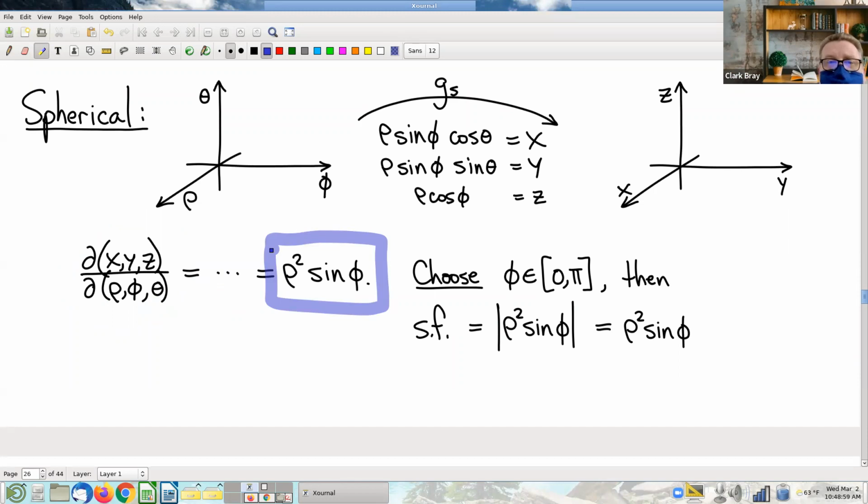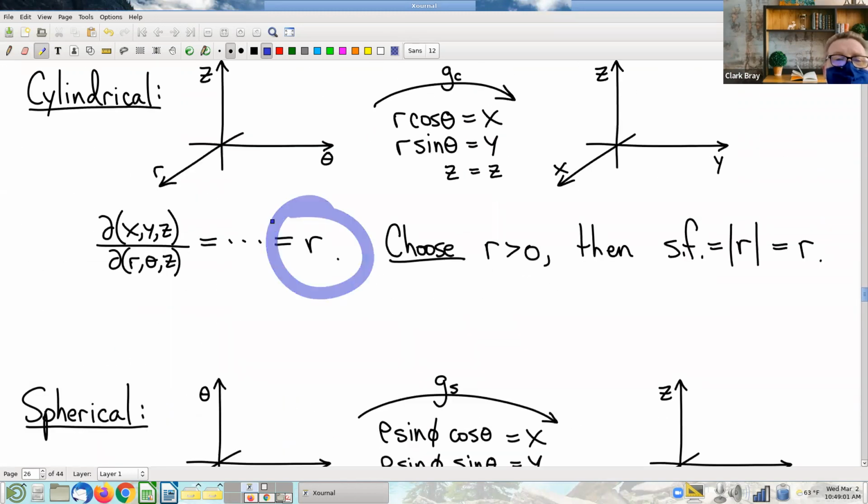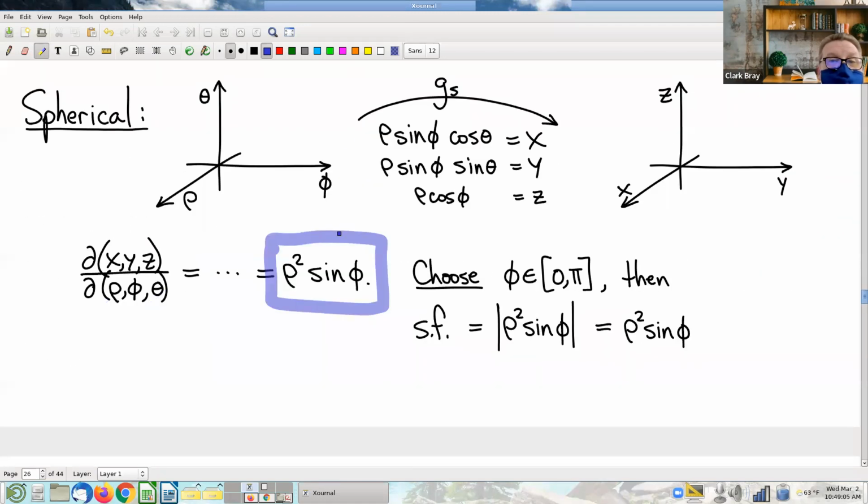Okay. And the answer is not analogous to polar coordinates. I mean, we got r up here. The casual, careless guess maybe would have been rho to be the stretching factor. It's not. It's rho squared sine phi. And you have to memorize this. Very importantly, it's going to get used a lot. Every time you use a spherical coordinate integral, you're going to need that, and it's important. So make sure to remember rho squared sine phi.